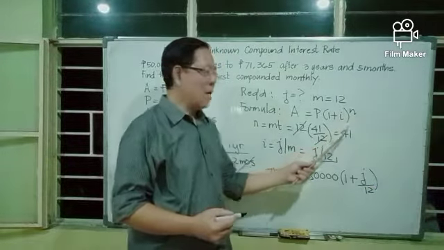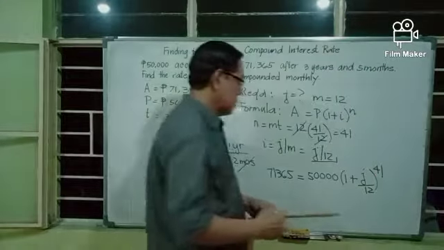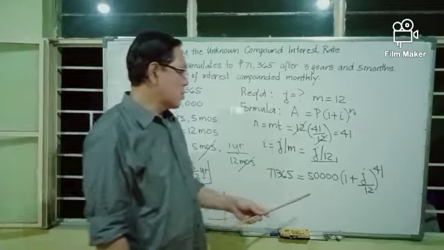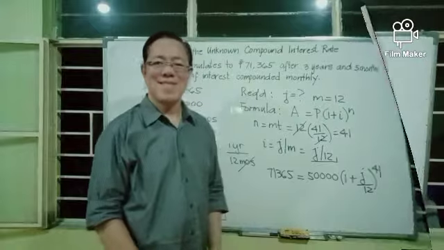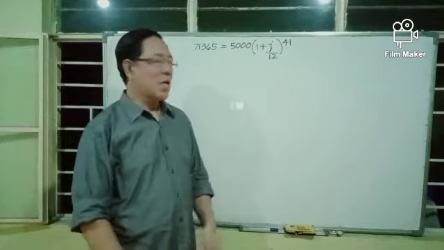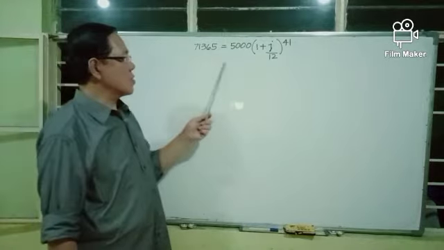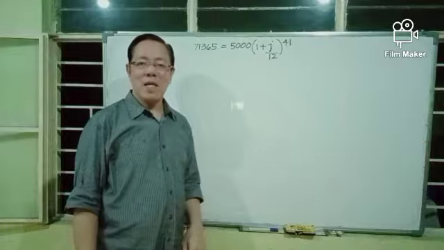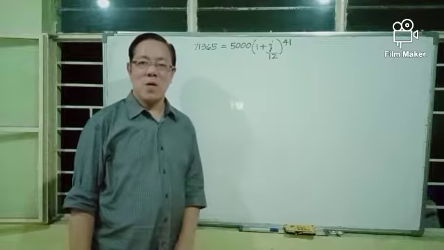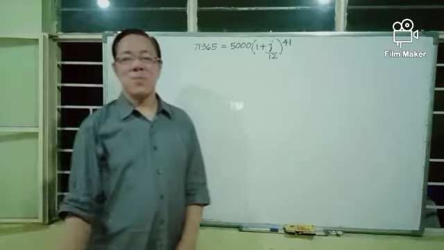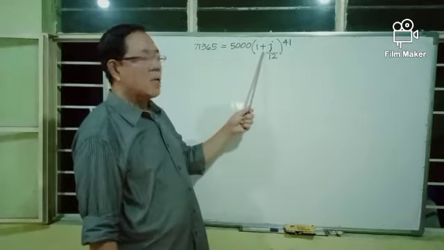To the power N, N is 41. And we will solve for J from this equation. So for J, the interest rate compounded monthly, as in solving any other equation, the variable should be at one side of the equation, and the coefficient of this variable must be 1. In one side of the equation, we should have only J.